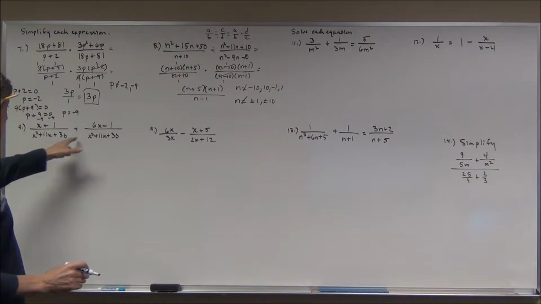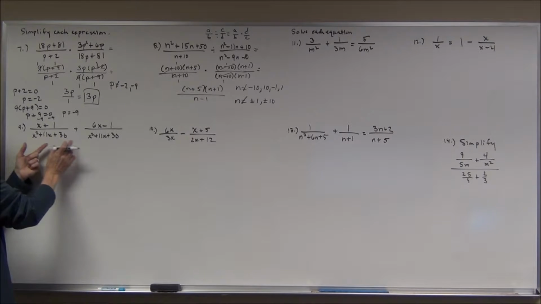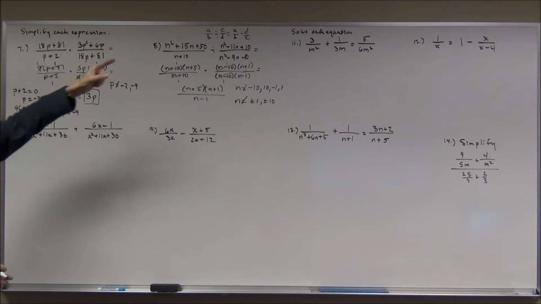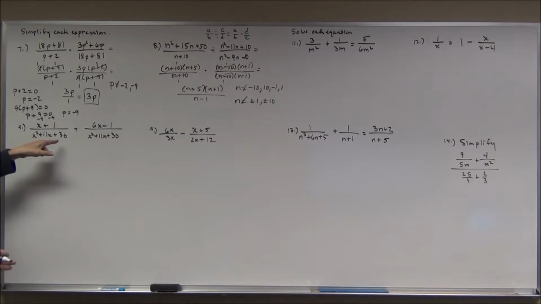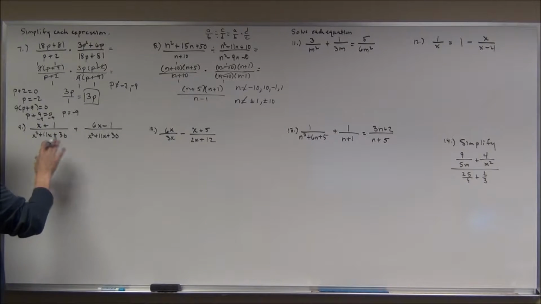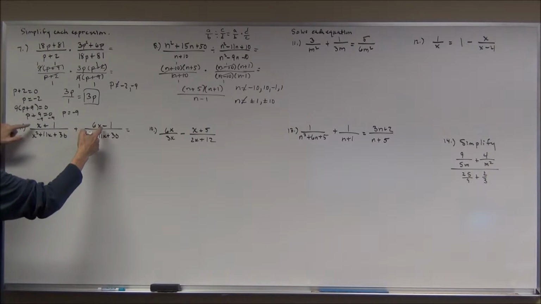Now over here, I kind of like this problem. It's an addition problem. I like it because my denominators are exactly the same. Unlike multiplying and dividing, when you add and subtract rational expressions, you must have a common denominator. And I'm going to factor these guys because sometimes they simplify. I don't know if this one does. But when the denominators are the same, you add the numerators.